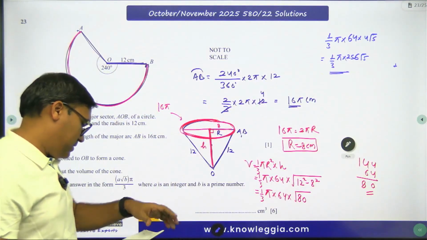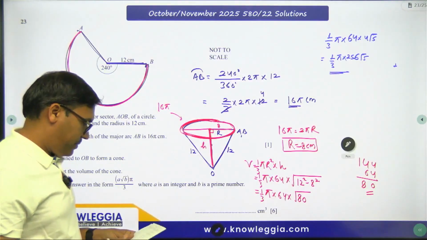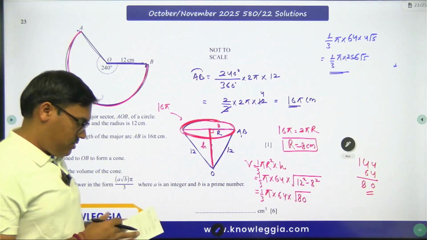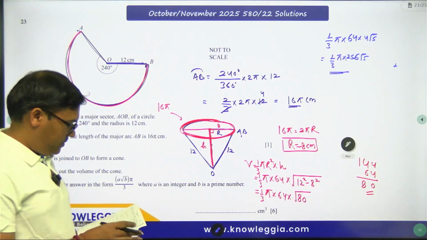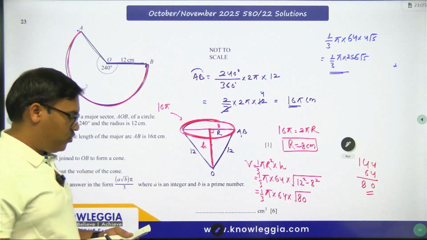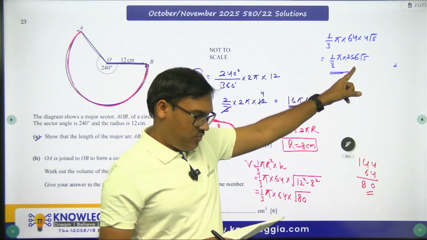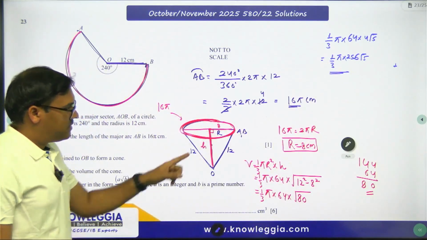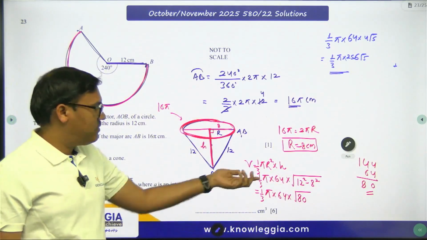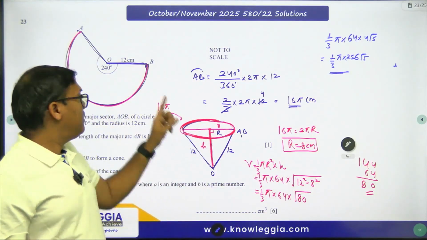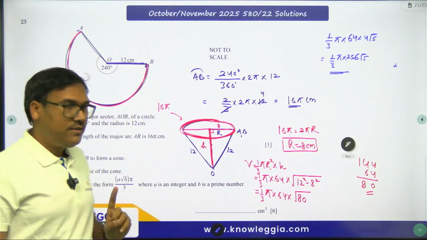So let's check the answer. This is question number 23. Yes, so this is 256 pi root 5 upon 3. That is the answer for this question. I hope this is clear. This is a very important point. Volume of the cone is 1 by 3 pi r square h, but the important point is how to convert a sector to a cone. Very important concept.